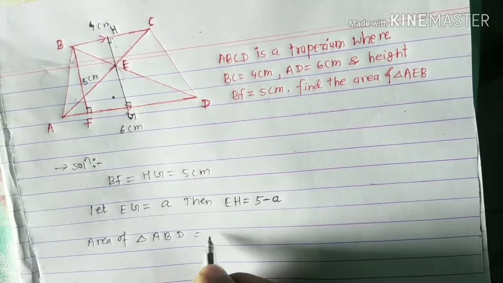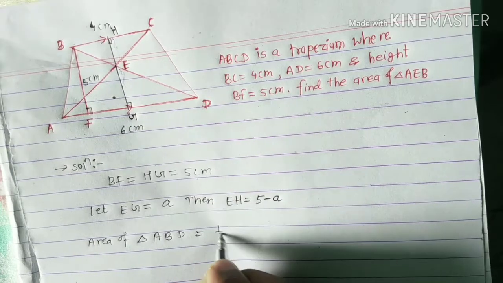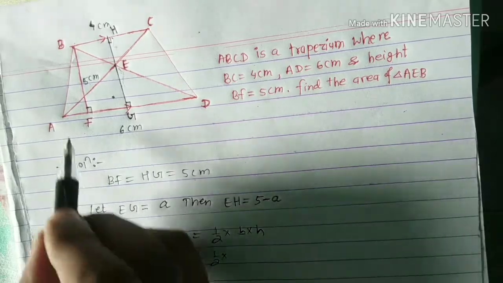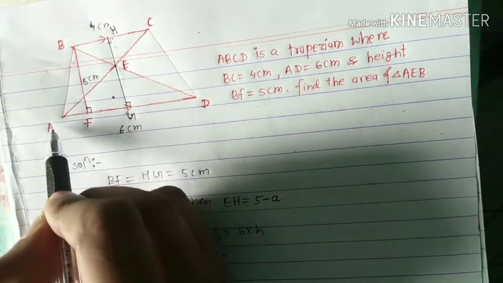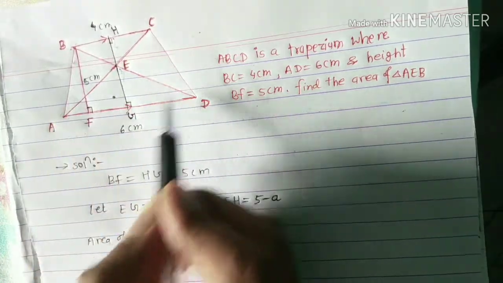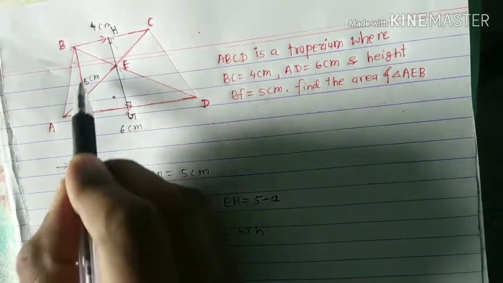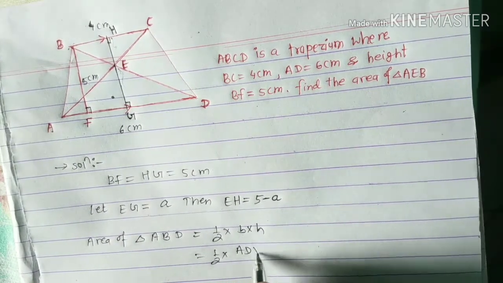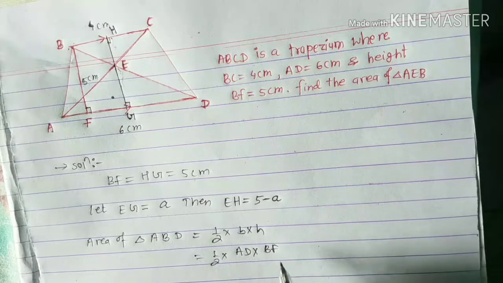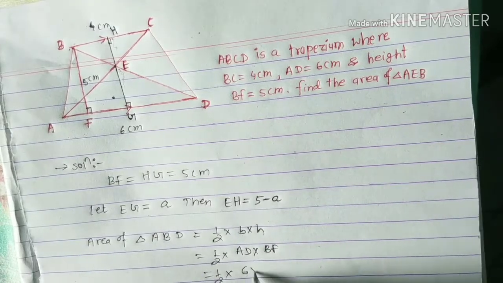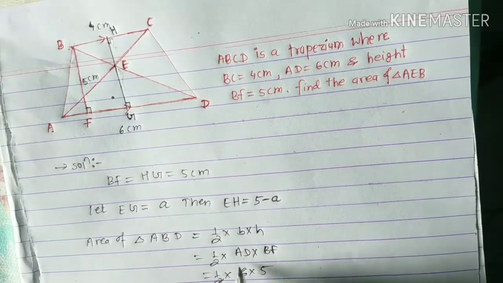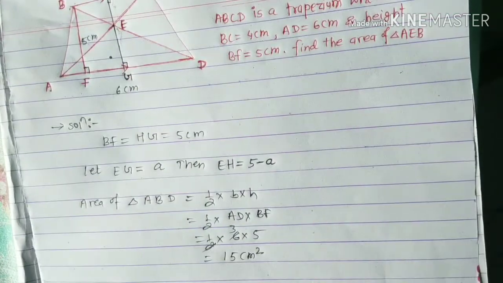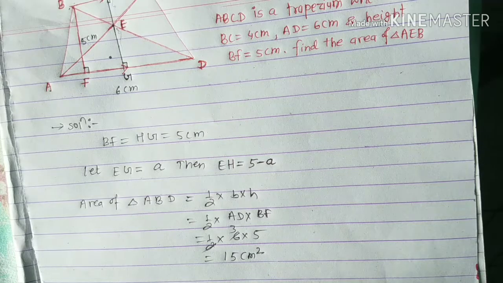So now we can find the area of triangle ABD. Area of triangle ABD is equal to, we know the formula, 1 by 2 base into height. Its base is AD, which is 6, and its height is BF, which is 5. So 1 by 2 times 6 times 5, I think it's 15 cm square. So the area of triangle ABD becomes 15 cm square.